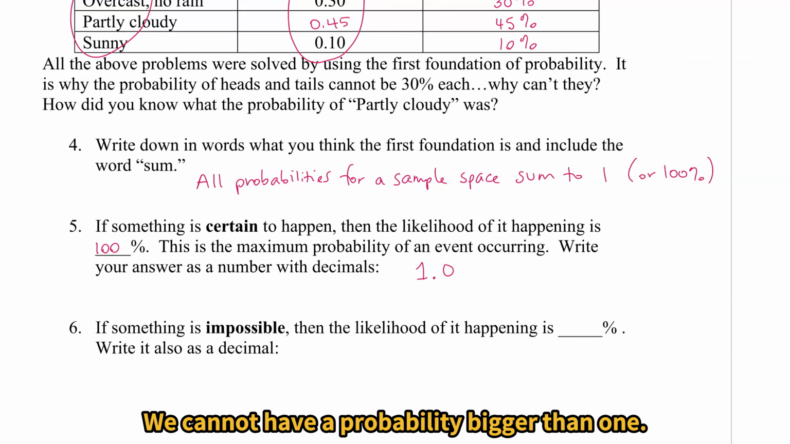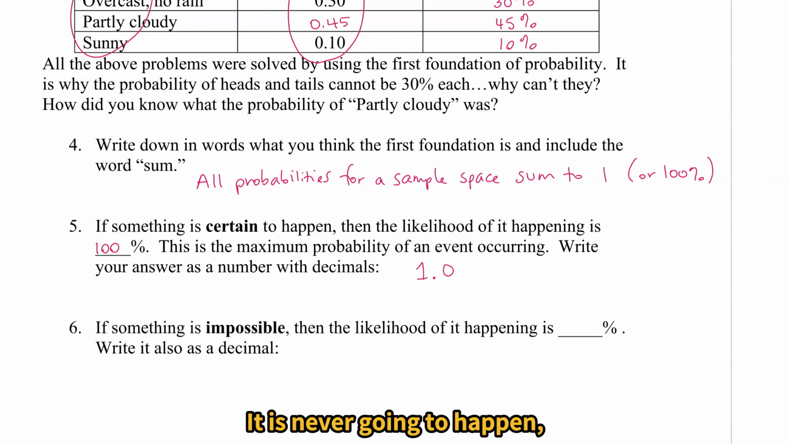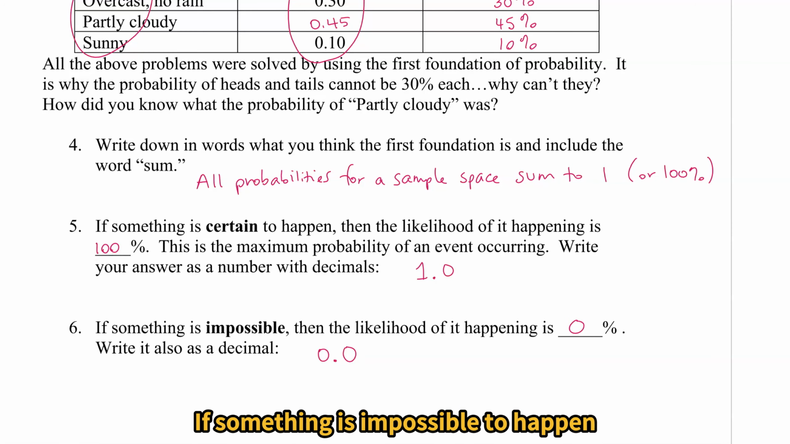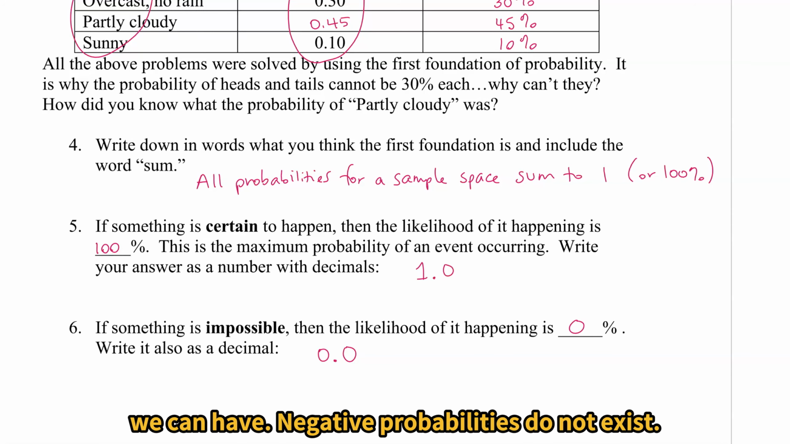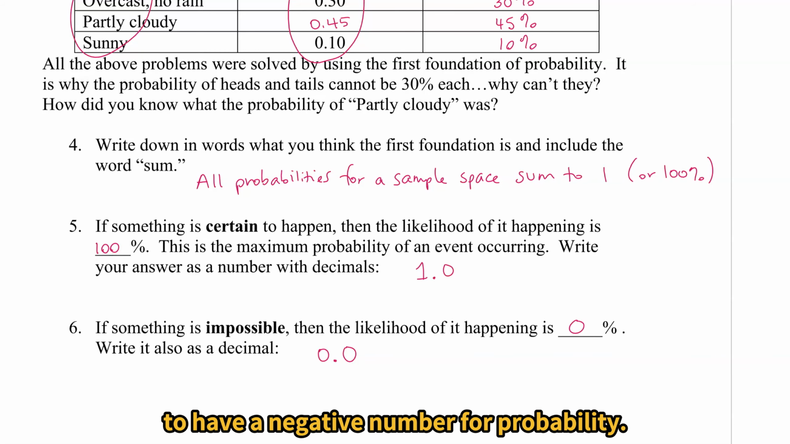We cannot have a probability bigger than 1. If something is absolutely impossible to happen, it is never going to happen, then the probability is 0. If something is impossible to happen, then this is the smallest probability we can have. Negative probabilities do not exist. They don't make sense to have a negative number for a probability.